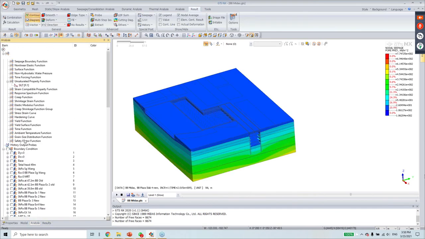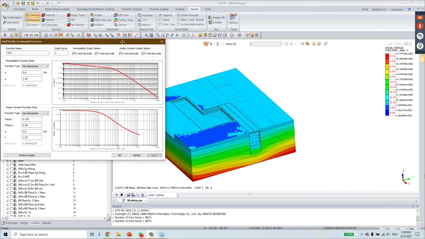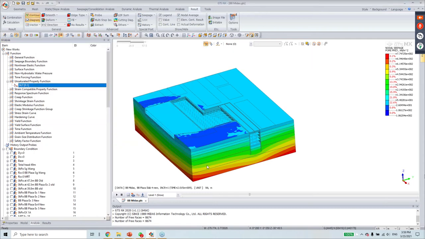The last thing I want to show is this one. You have to define the soil water characteristic curve for your soils. You can estimate the properties using various types of functions. This is very important and essential for you to model the realistic, highly nonlinear drawdown in the soils. All right.